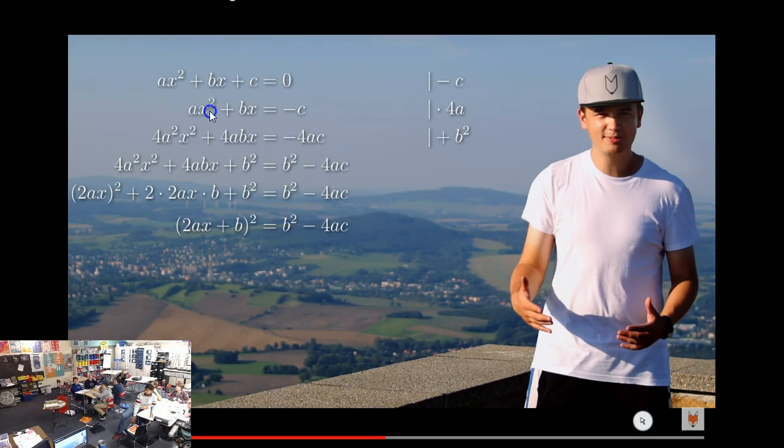Google generates its own freeze frame images off of YouTube videos, so you can just screen capture essentially. So we divided by a. Instead of dividing by a, he multiplied by 4a. Why?